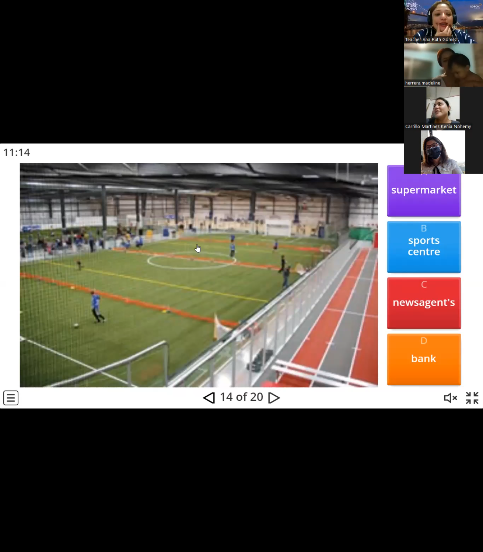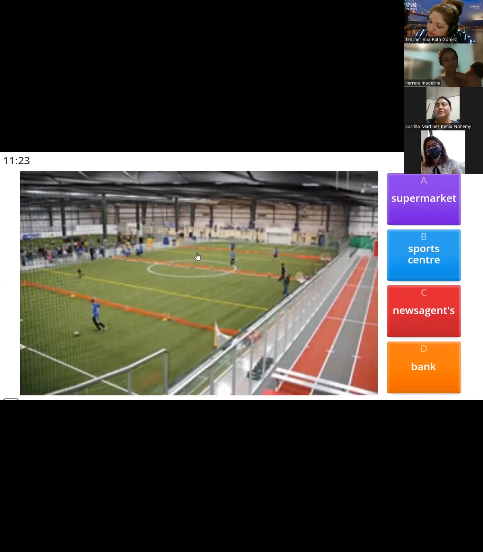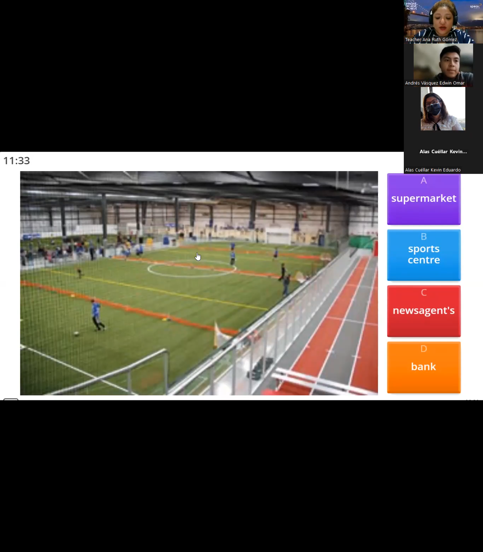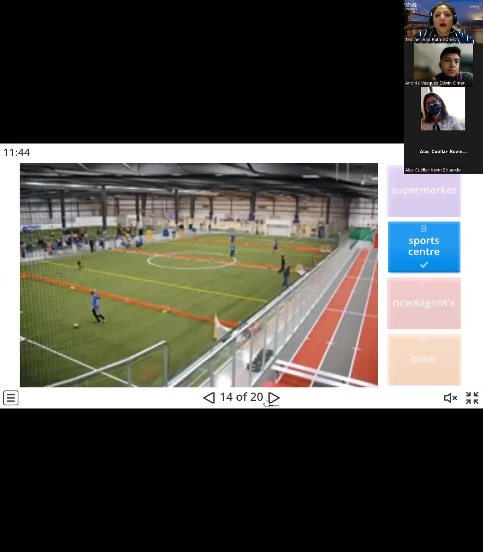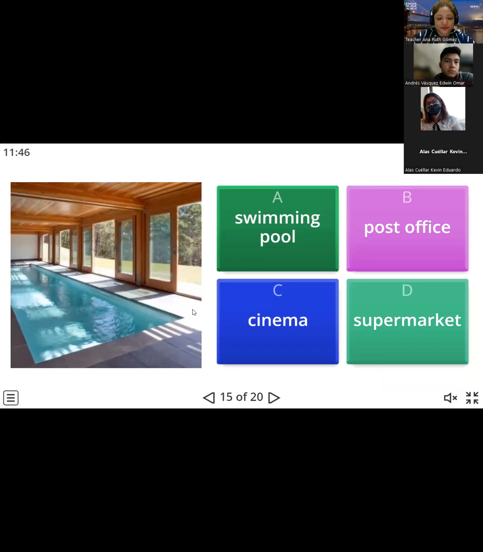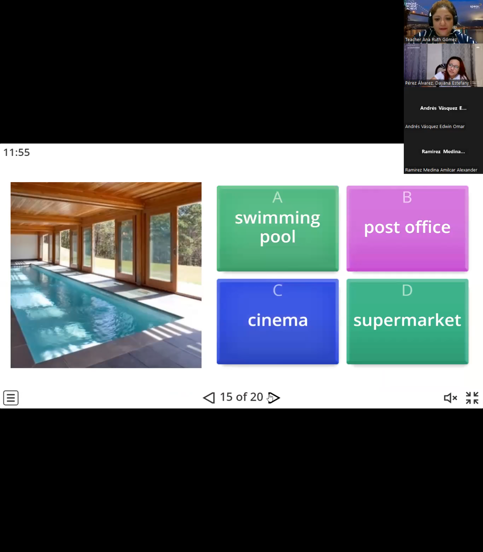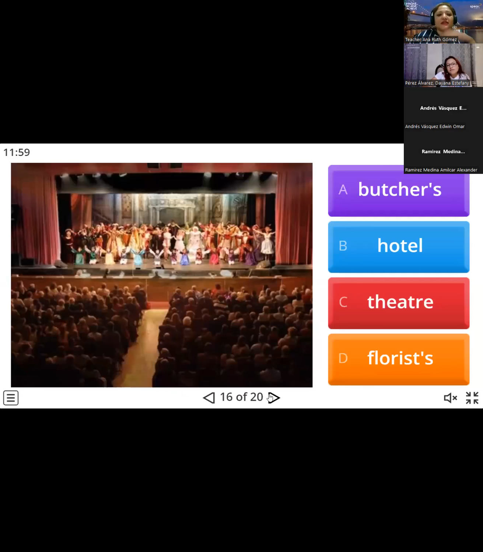It is crazy. Okay, what about this one? What is it? It is a sports center. Okay, very good. Okay, what about the next one? So what is it? It is a swimming pool. Very good. Excellent. In British English or American English, swimming pool is swimming pool. What about this one? It is a theater. Okay, but pay attention to this.